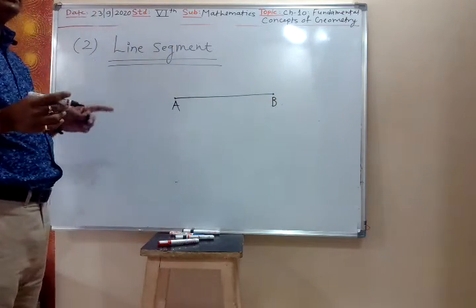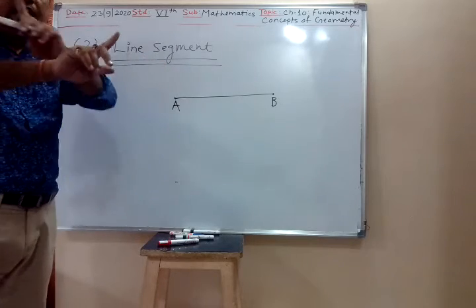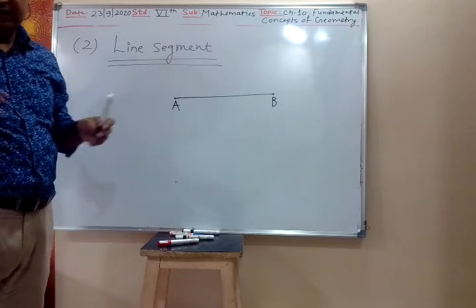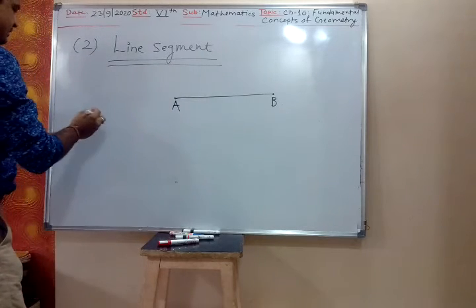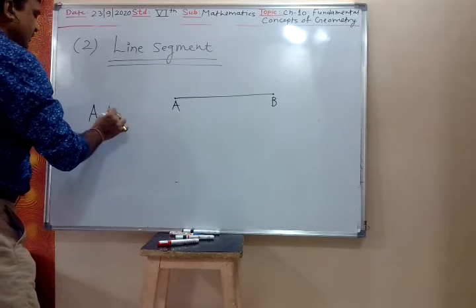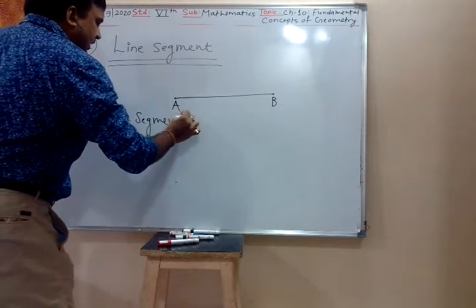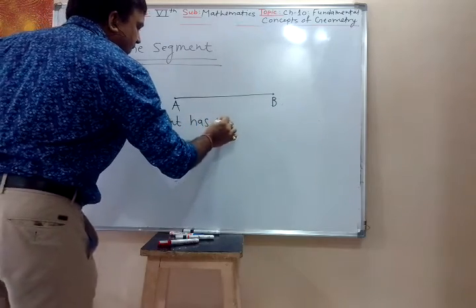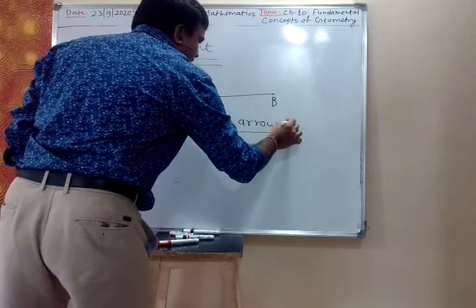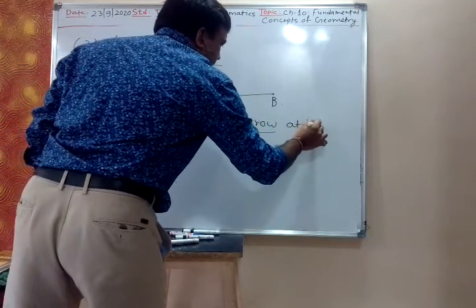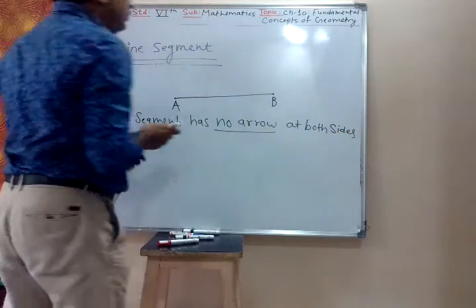Now a line has arrow at both the sides, whereas a line segment has no arrow at any side. So write: a line segment has no arrow at both sides. Both sides there is no arrow.